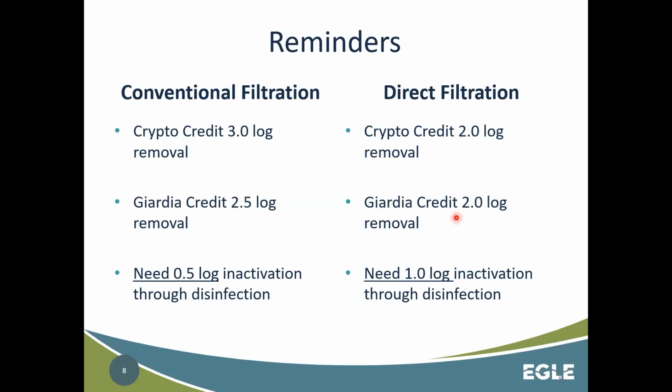So we only award 2, which means to get to that 3 log of crypto and Giardia requirement, in a conventional plant, you only need to get a 1/2 log of disinfection. That's your CT. Whereas direct filtration, you need a full log. So it's not a big deal. It just means perhaps a little bit more detention time or a little higher chlorine residual to achieve that.